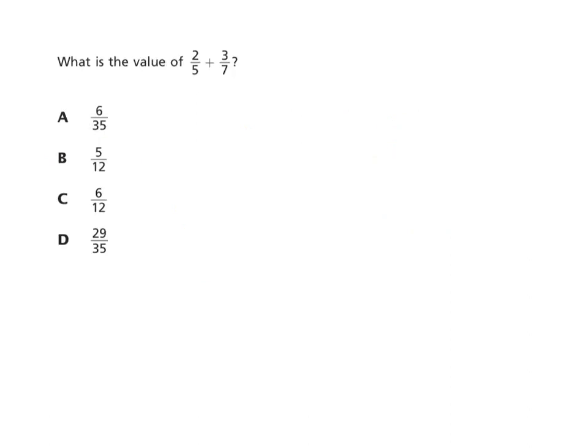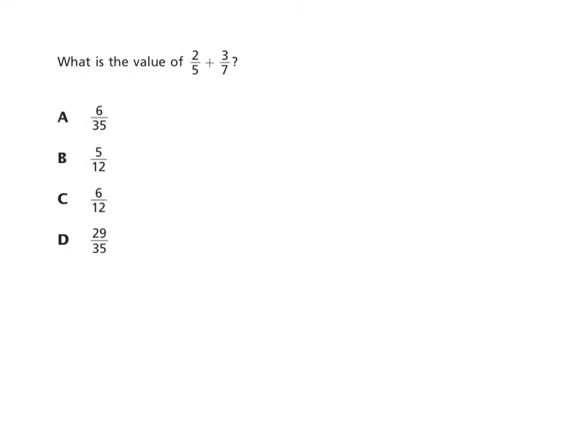What is the value of 2/5 and 3/7? Now, they're going to try to trip you up. We've learned a lot of algorithms involving fractions. We've learned adding, subtracting, multiplying, dividing. We need to keep all of these straight, and that's kind of the trick here. Well, when we add, we have to find a common denominator. We don't just simply multiply numbers out necessarily.